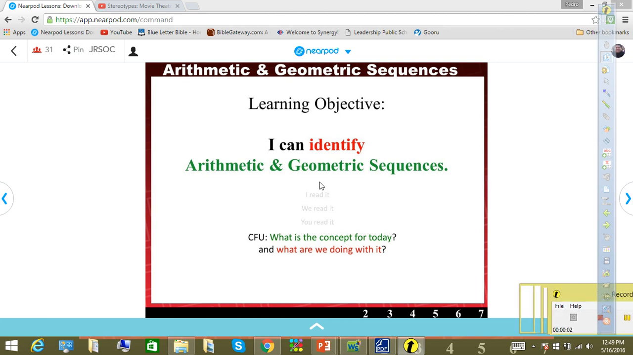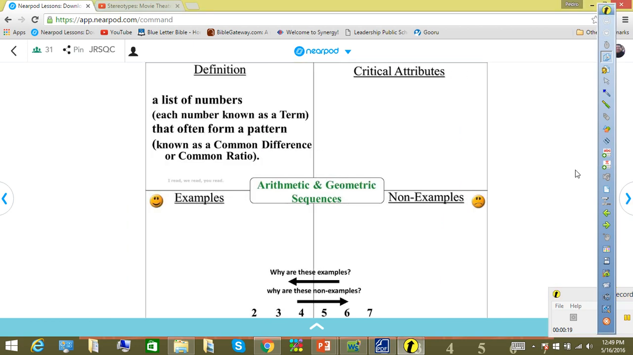Can identify arithmetic and geometric sequences. So we already introduced functions the first semester. We've been working with functions all year with reviews and stuff like that, but today we're going to look at a different approach to those. So what are arithmetic and geometric sequences?